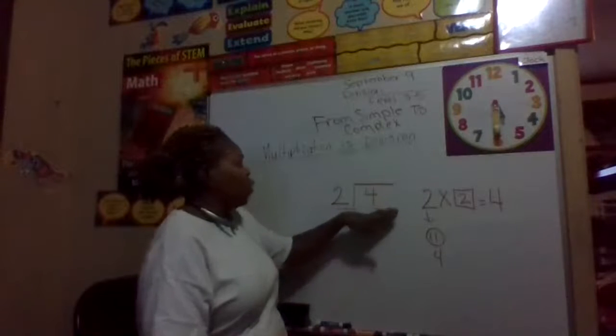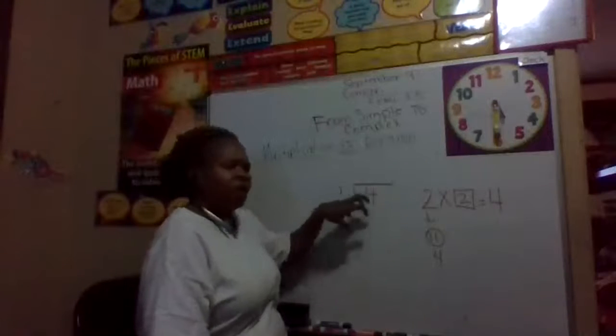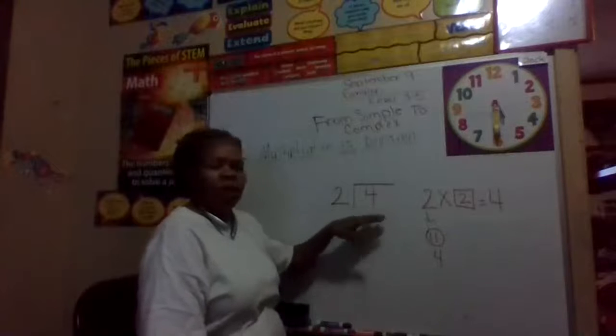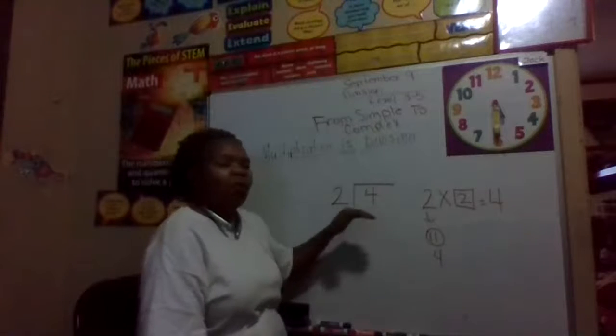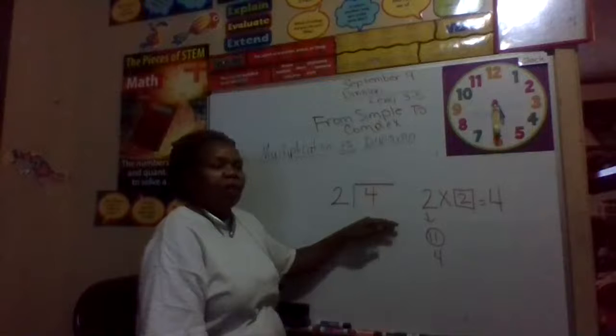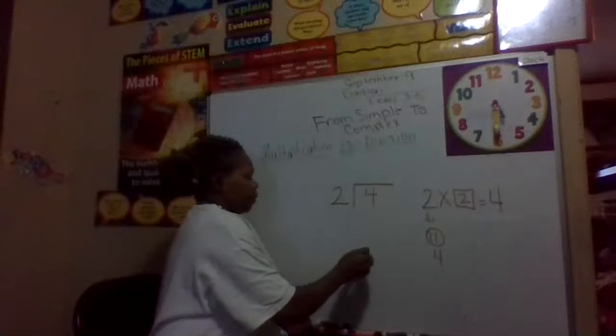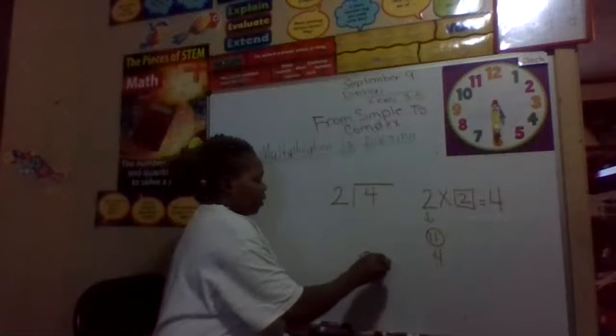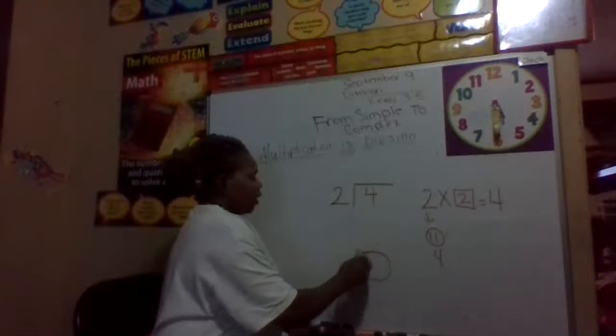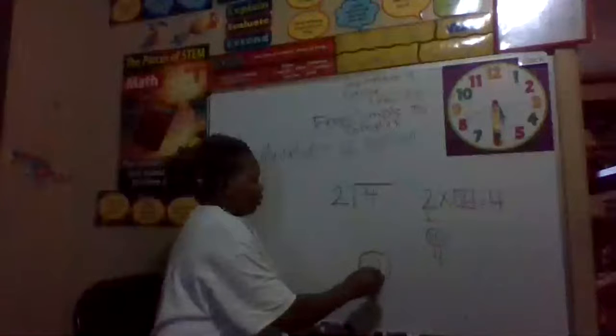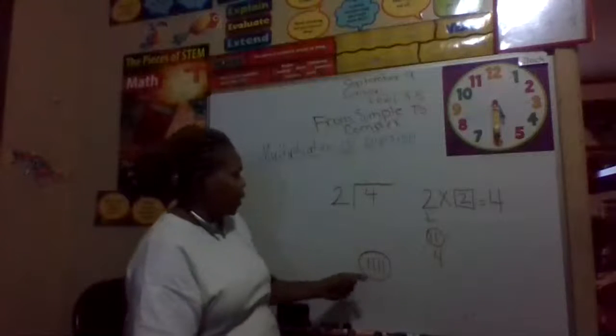So 2 into 4, how many times 2? How many 2s are inside of this 4? This is what they want to know. How many 2s can you put inside this 4? 2. How do you know? Let's show you something. Remember this circle here, right? This circle here has 1, 2, 3, 4 lines inside of it, right?